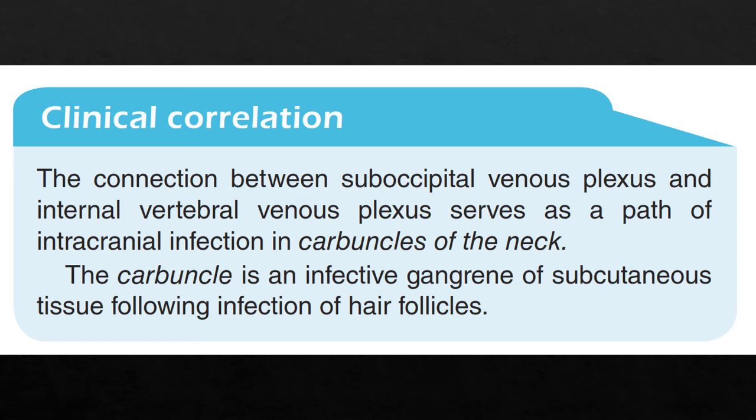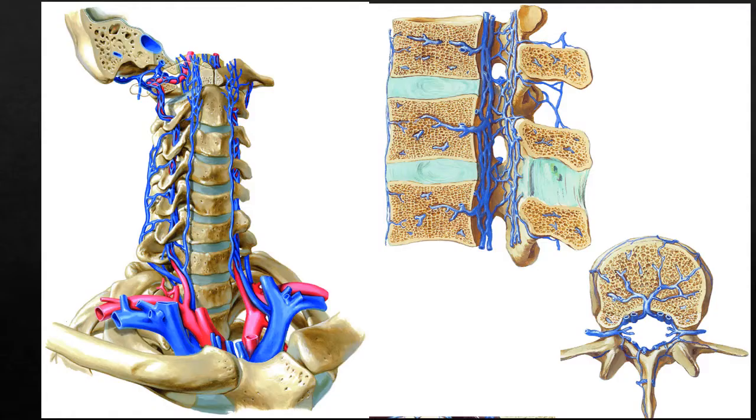which serves as a path of intracranial infection in carbuncles of the neck. What is this carbuncle of the neck? It is an infective gangrene of subcutaneous tissue following infection of hair follicles. So let me show you how these extracranial veins are connecting with the internal vertebral venous plexus.